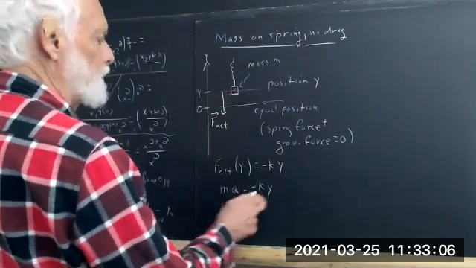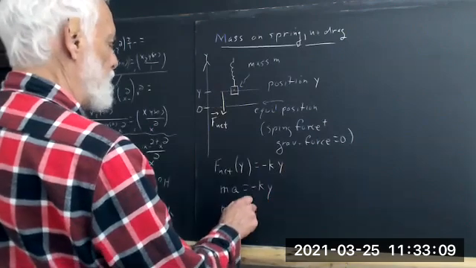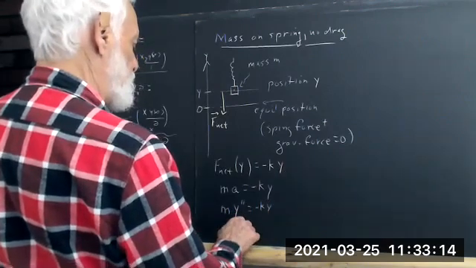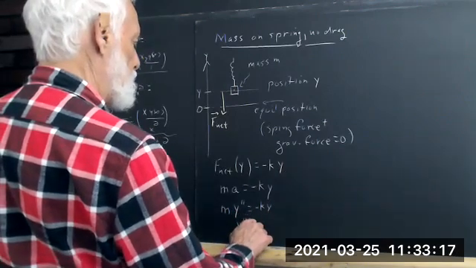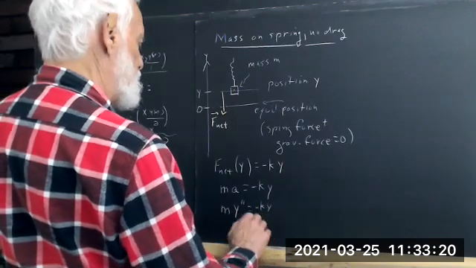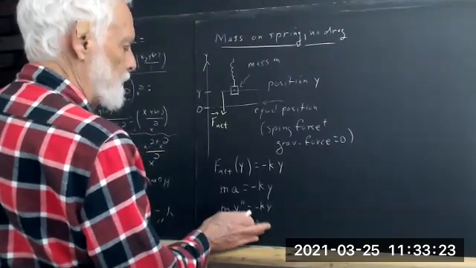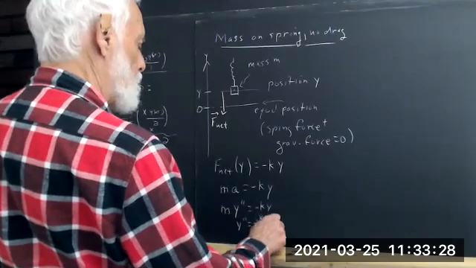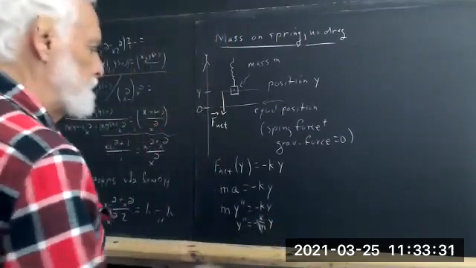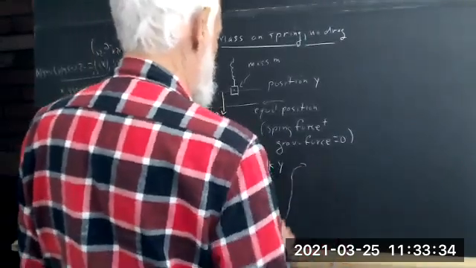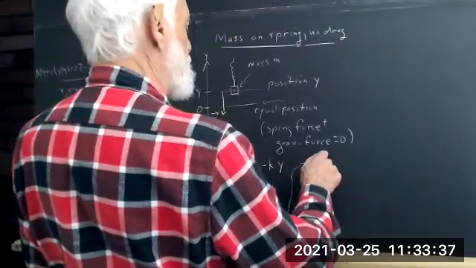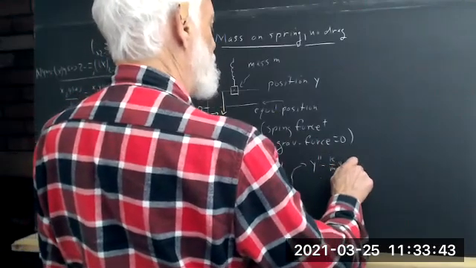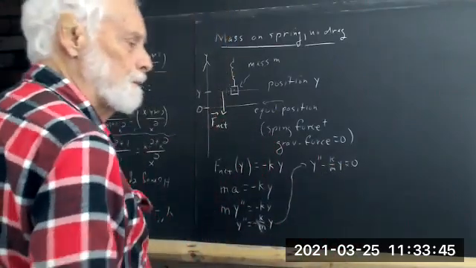Acceleration is the second derivative of position. y is your position. So we get m y double prime equals negative ky. So your equation becomes y double prime equals negative k over m y. So what you have in the context of what we're doing here is y double prime plus k over m y equals 0.